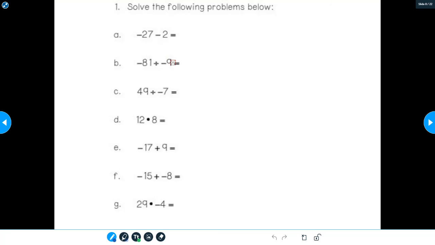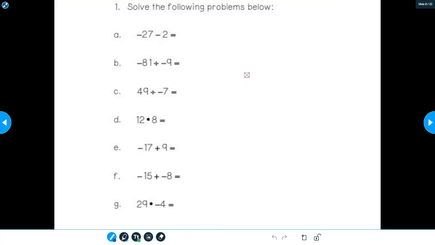On letter B, we have negative 81 divided by, that's a division symbol, divided by negative 9. Let's go ahead and write down what that equals. 49 divided by a negative 7. Remember those rules that we wrote down when we have positive and negative numbers. That was about 2 lessons ago. So if you can pull out your notebooks and remember, or you can think about the Nacho Man. He's got the 2 negative eyes and a positive face.